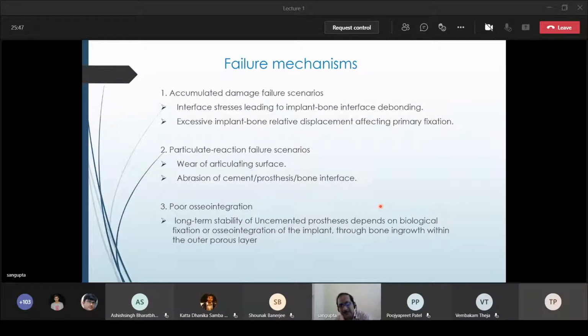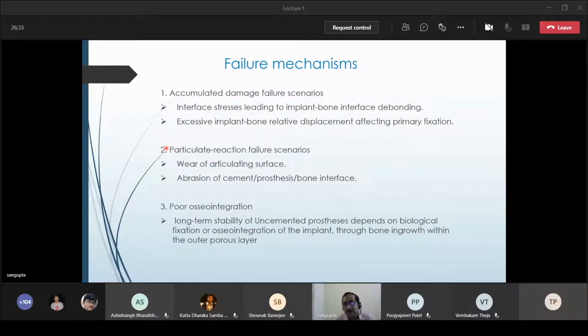The failure mechanisms, as I told you, the most common failure mechanism I have already discussed earlier in the class, is based on the mechanical environment. So you can have excessive stresses within the implant itself, also at the interfaces, leading to implant-bone interface failure. You can have micromotions between implant and bone. In case of cement, it would be cement and bone, or implant and cement, two interfaces. So you can have relative displacements if the implant is not fixed initially. So that may affect the primary fixation. Okay.